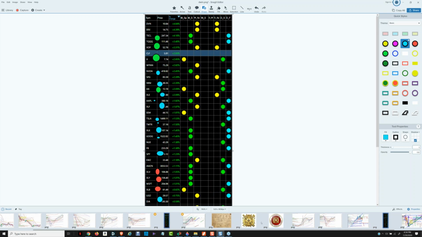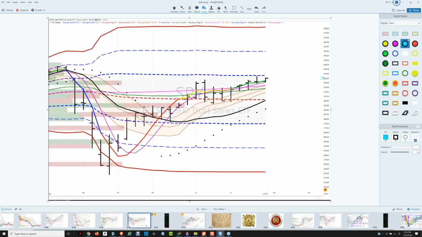Quick look at some markups now. So now we're looking at the S&P weekly. So this little step is still working. If it gets above that Z1, that's going to be a really favorable move. So I would like that.